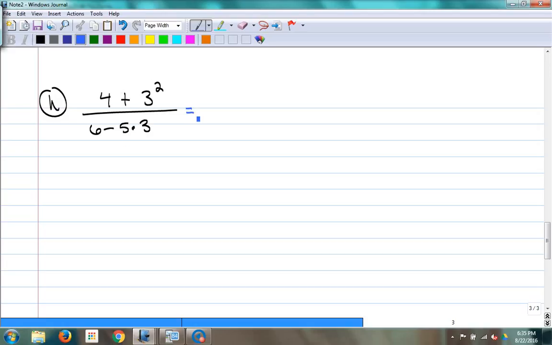So the numerator, what happens first in the top? The square root of 3 first, right? So exponents happen before addition. So that'd be 4 plus 9 is what that ends up being, which would be 13 on top, right? What happens first on the bottom? Multiplication. So I'm saying 6 minus 5 times 3. 5 times 3 is 15, right? It's 6 minus 15. What is 6 minus 15? Negative 9, yeah.